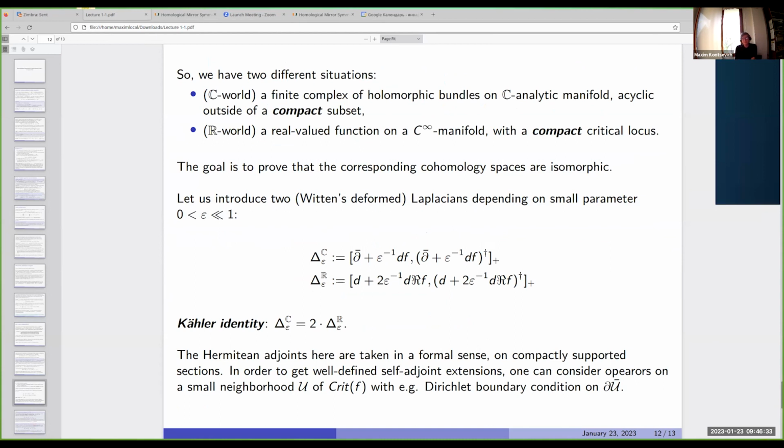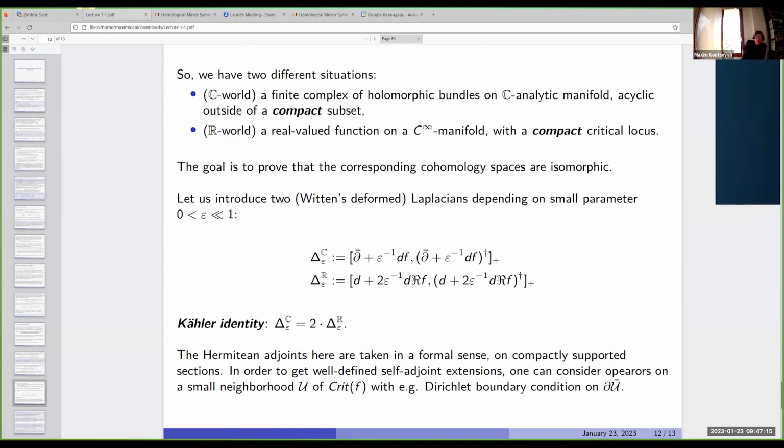In the complex world, we can forget about the origin of the story: a finite complex of holomorphic bundles on some complex manifold, which is acyclic outside of a compact subset. More abstractly, we get a perfect complex with compact support on the complex manifold. And in the real world, we get just a real valued function, the real part of my holomorphic function, on a manifold. We forget about complex structure, with a compact critical locus. So two situations produce cohomology groups, and you want to prove that the cohomology spaces are isomorphic.